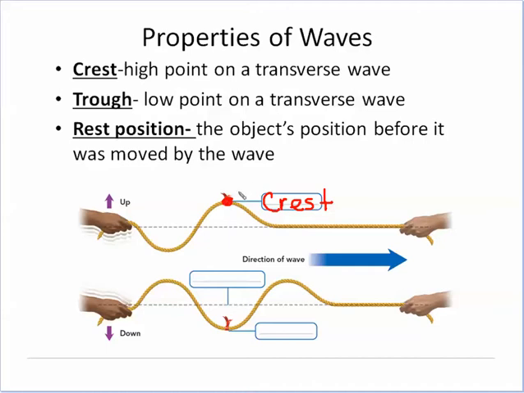The trough is the low point on a wave. And so down here on this bottom picture, the area that's going down here, this is considered the trough. The rest position is the position before the wave has been moved. So it's right here in the very center of the crest and the trough, and you can see it by the dotted line on the diagram.